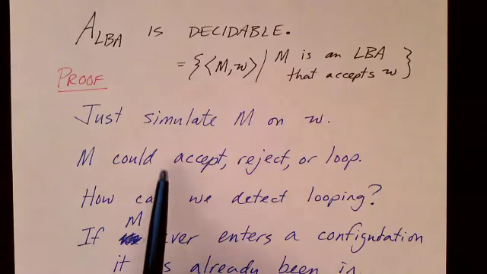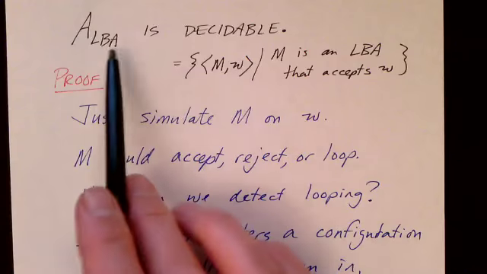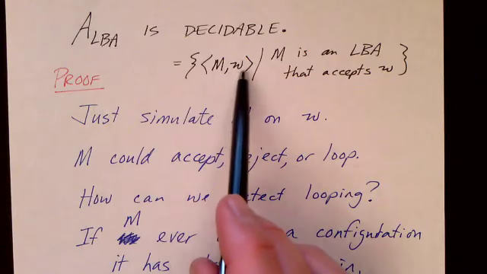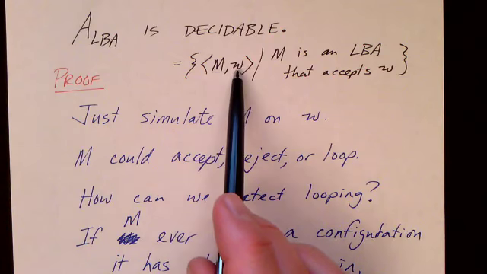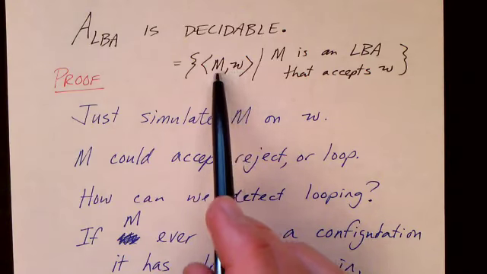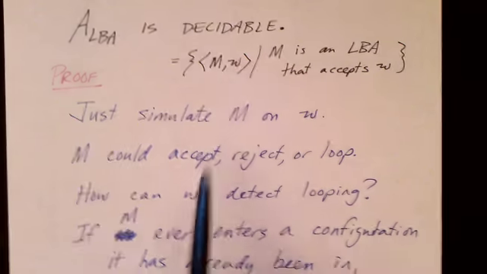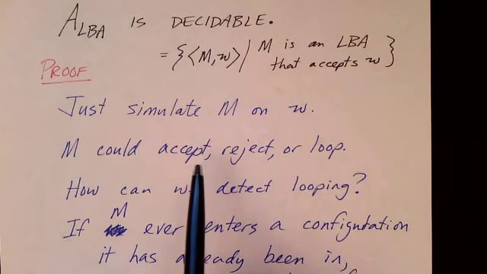And the idea is we can decide whether some string is a member of this language by just running M on W. M is a description of a machine. We can simulate M on W. We couldn't do that with the acceptance problem for Turing machines because it might not terminate. So we have to address that problem here.